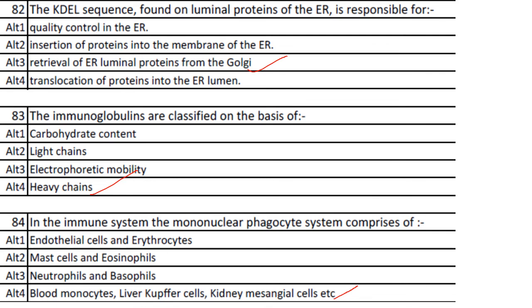Then next one, immunoglobulins are classified on the basis of heavy chains. This is also a repeated question. In the immune system, the mononuclear phagocyte system comprises of. So the mononuclear phagocyte system has been defined as a family of cells comprising bone marrow progenitors, blood monocytes and tissue macrophages. So the answer is blood monocytes, liver Kupffer cells and kidney mesangial cells. The liver Kupffer cells and kidney mesangial cells are macrophages found in liver and kidney respectively.